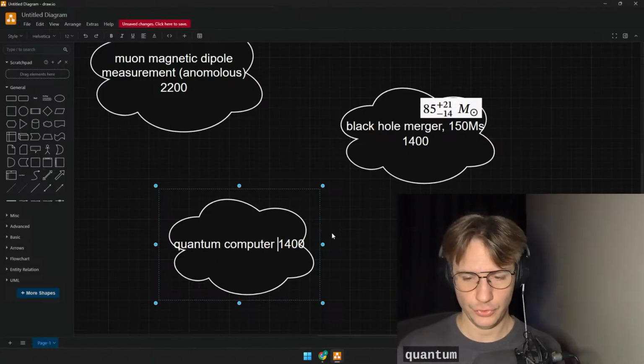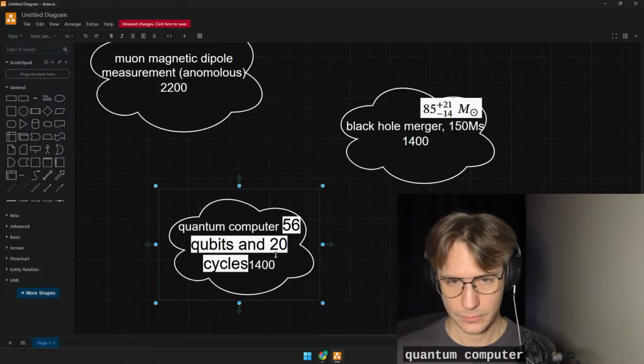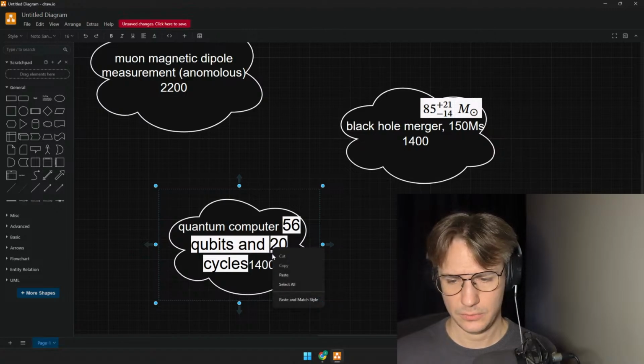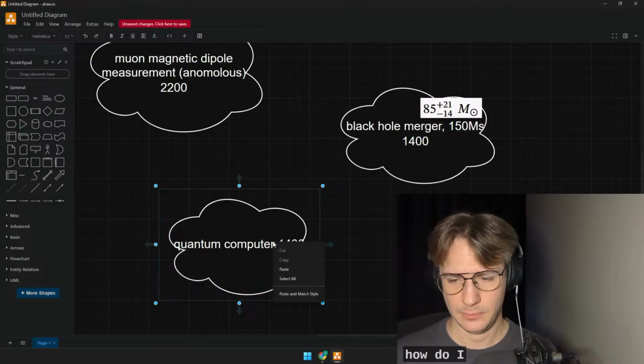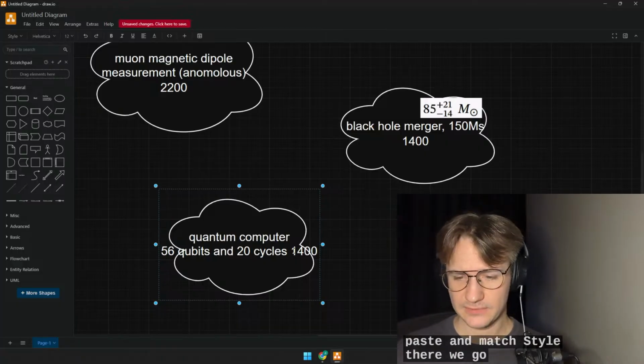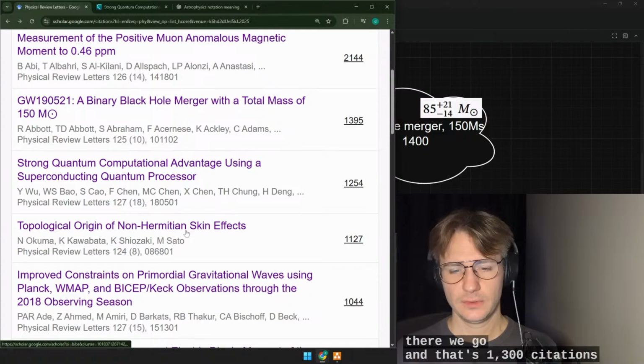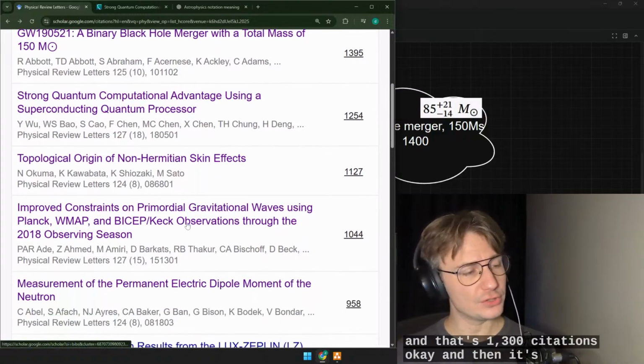Quantum computer. How do I paste and match style? There we go. And that's 1,300 citations. Okay, and then it's some quantum discoveries.